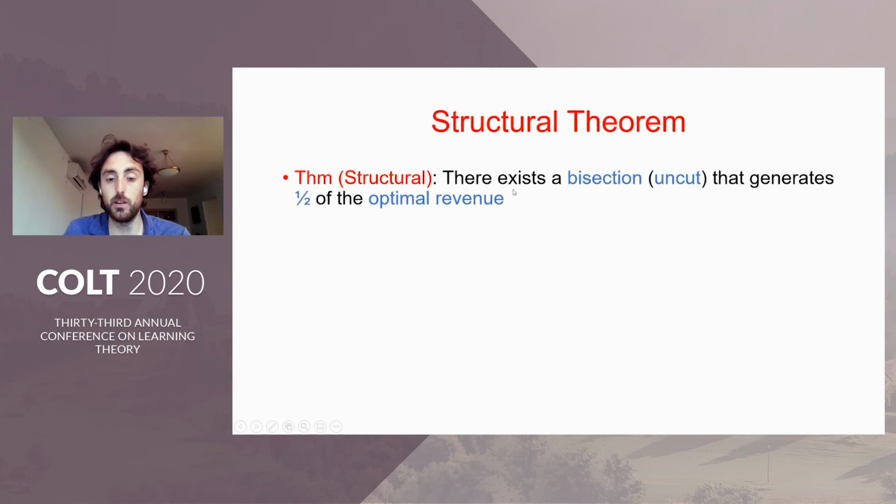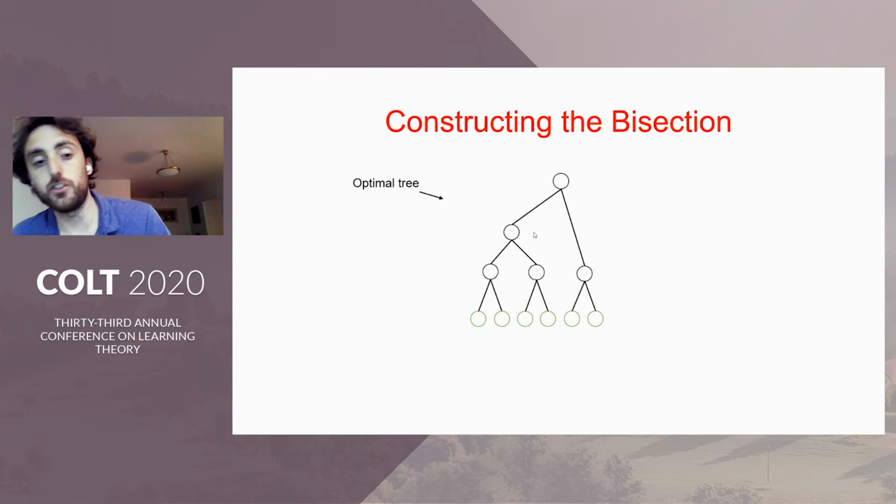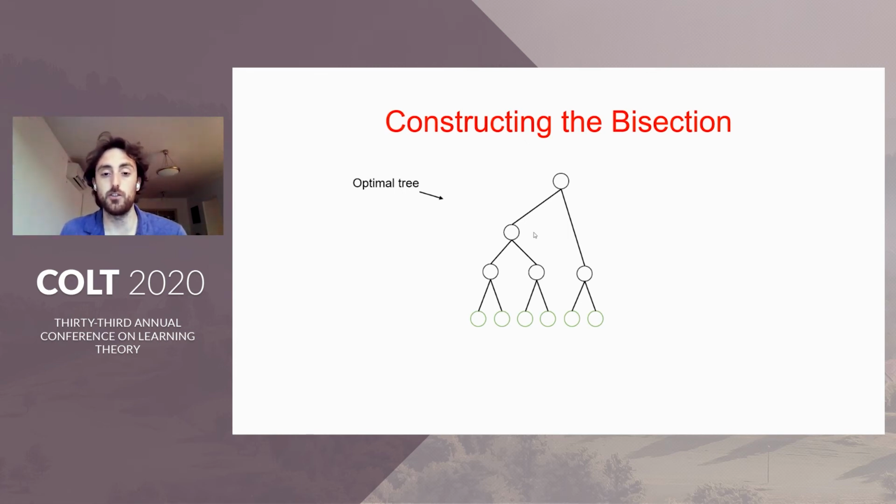So basically, when we say that there exists an uncut bisection, we actually mean that there's a tree, and within that tree there is a cut that is actually a bisection, and that cut generates revenue that is equal to at least half of the optimal revenue generated by the optimal tree. Okay, so now I'll quickly go over how we construct this bisection. In the paper, we prove that it's actually a half approximation, but I won't have time to get into that.